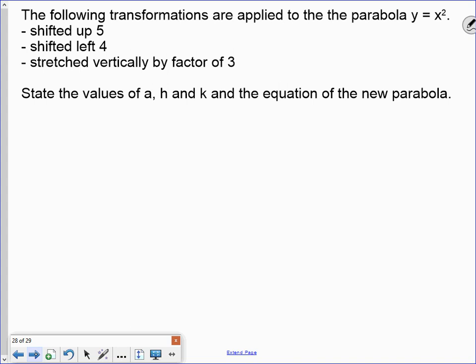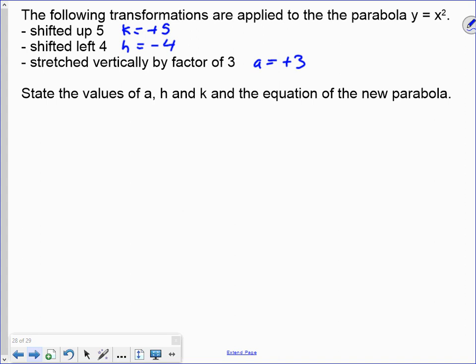All right, last question. The following transformations are applied to the parabola y equals x squared. It's shifted up 5, left 4, and stretched vertically by a factor of 3. State the values of a, h, and k in the equation of the new parabola. Well, if it's been shifted up by 5, that's telling us that k must be positive 5. If it's shifted left 4, oh, that's exactly like the one we just did. h has got to be negative 4. And if it's stretched vertically by a factor of 3, a must be positive 3. Not negative 3, because they would tell us that it had been reflected as well.